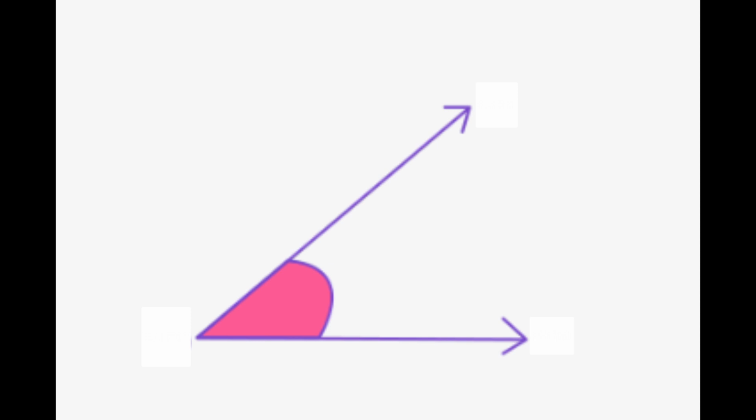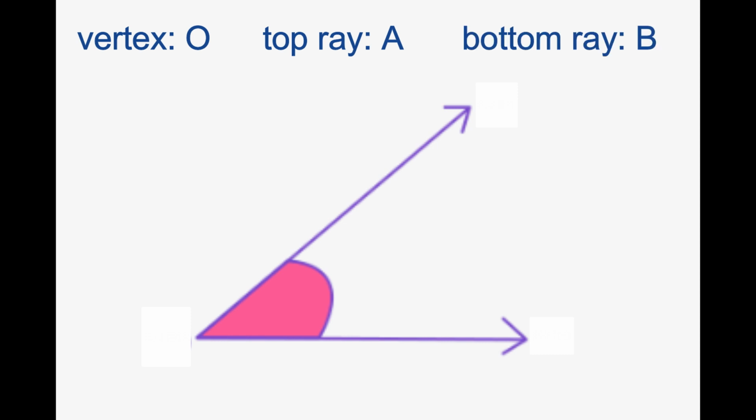So you've drawn your angle. Now this is what I want you to do. Label the vertex O. Now I want you to label the top ray A, so that its full name is ray OA. Then I want you to label the bottom ray B, so that its full name is ray OB.